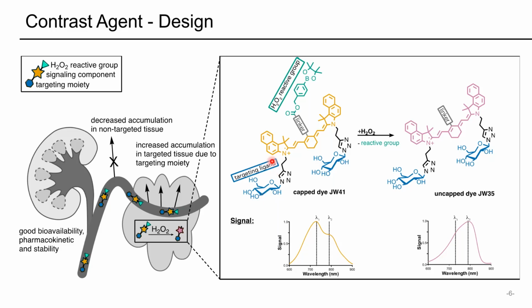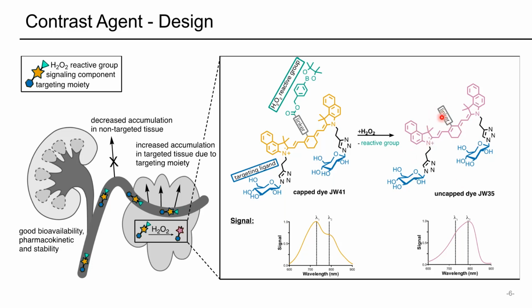Furthermore, we also needed a part that reacts with hydrogen peroxide, because this is the reactive oxygen species which we wanted to detect. So therefore, we used this boronic ester functionality, and the reaction of this group with hydrogen peroxide triggers the cleavage of this group, which then leaves us with this uncapped dye version.